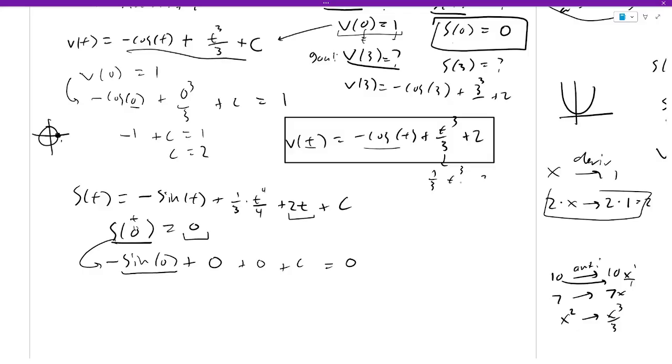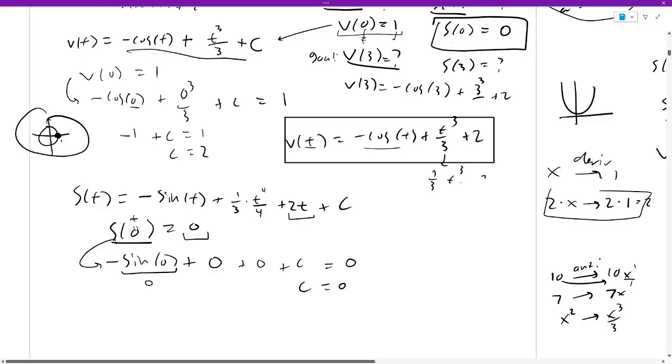Let's think about this. What's sine of 0? We did talk about this earlier. Remember, sine is the y-coordinate of my point. So when the angle is 0, that's right here. The y-coordinate is 0 right there. So this is 0. So this is kind of nice. We have 0 plus 0 plus 0 plus c is equal to 0. In other words, c is equal to 0.